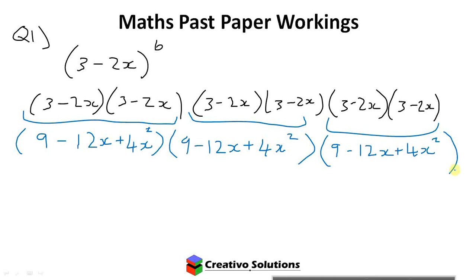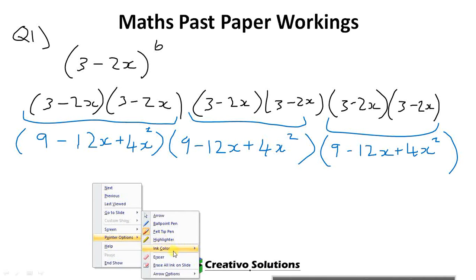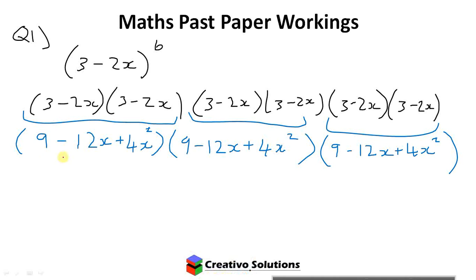Right, can I group now? No, I can't because I don't have pairs. So now I've only got 3 terms left. So here I would just multiply those 2 together and then multiply into the other one. So let's do that. Multiply those 2 together. Okay, so 9 times 9 is 81. 9 times minus 12x is minus 108x. Okay, 9 times 4 is 36, plus 36x squared.